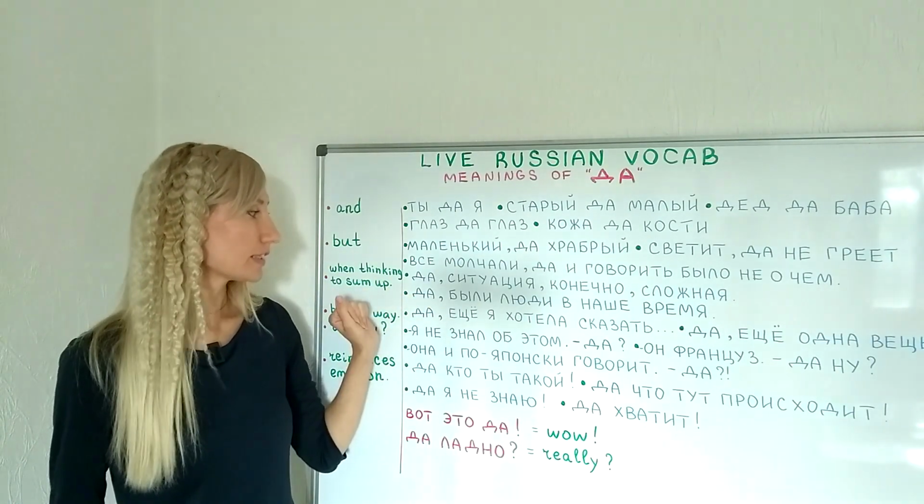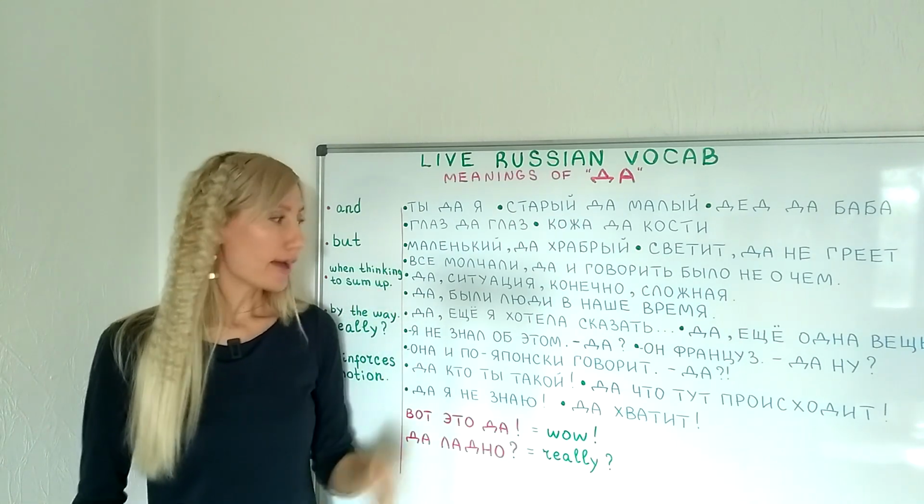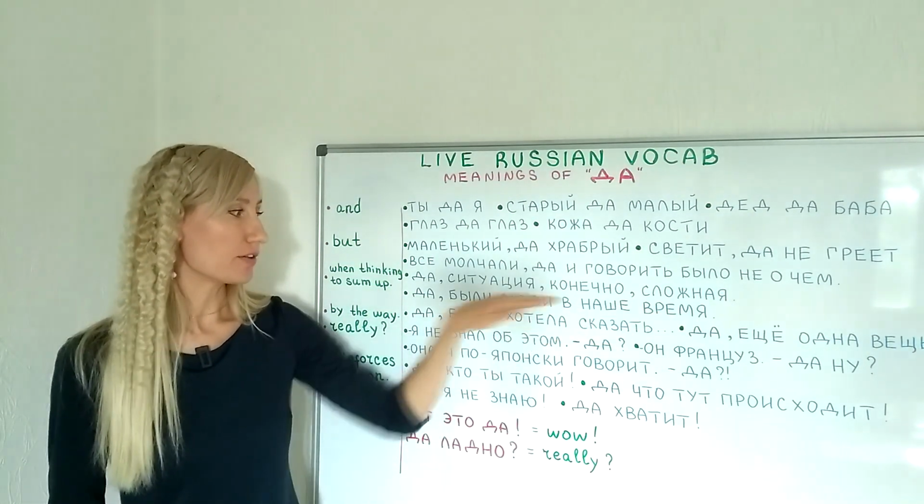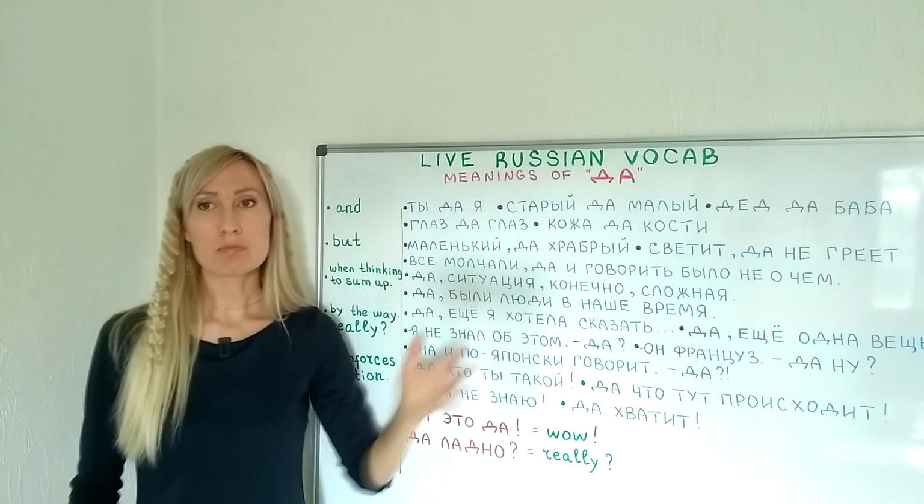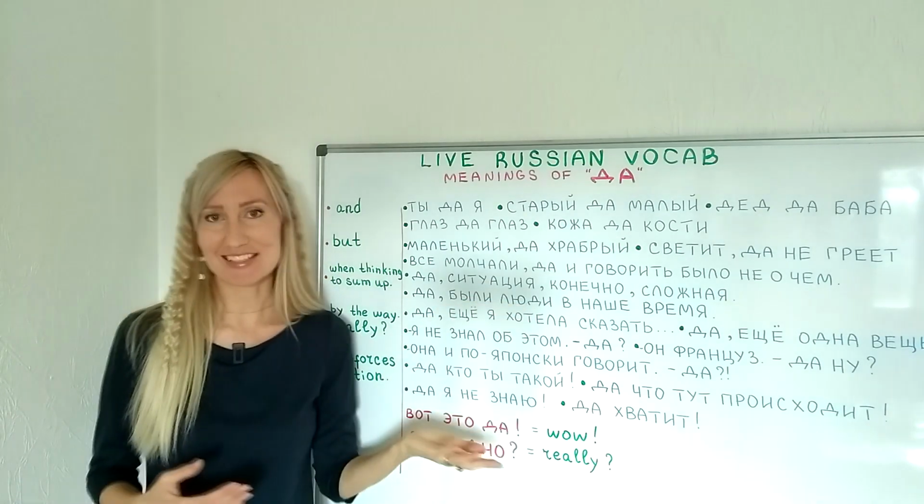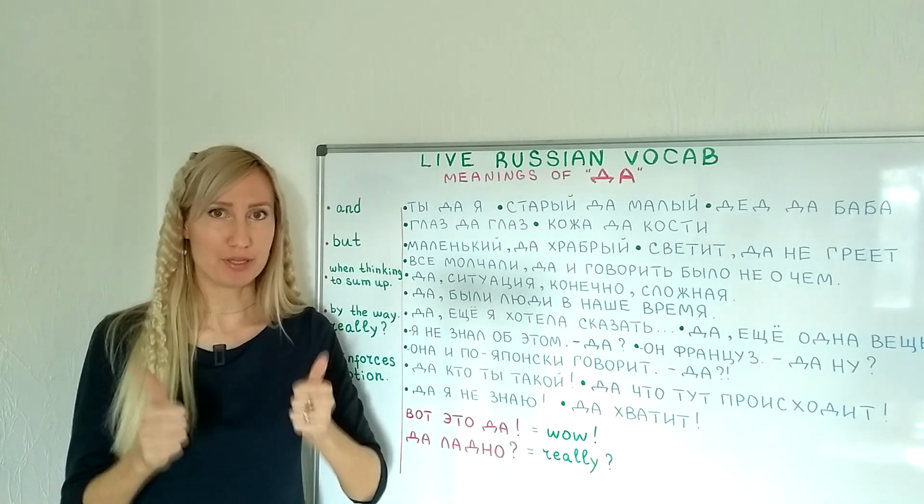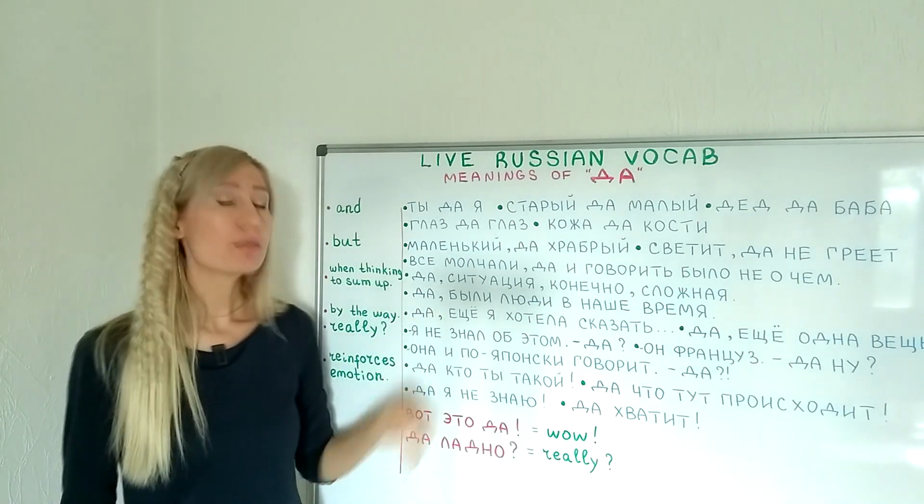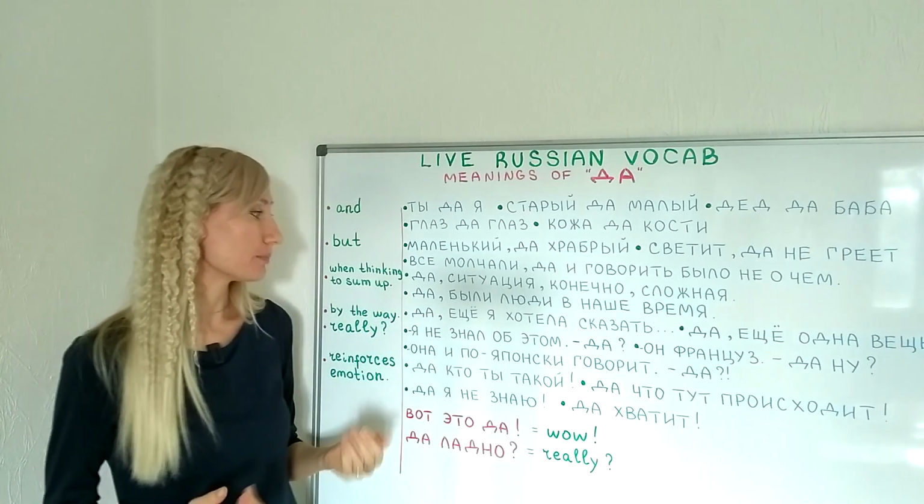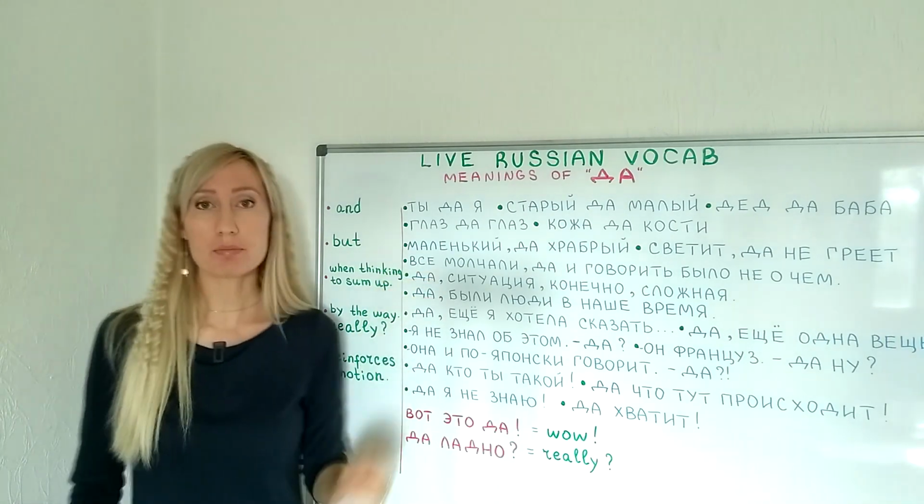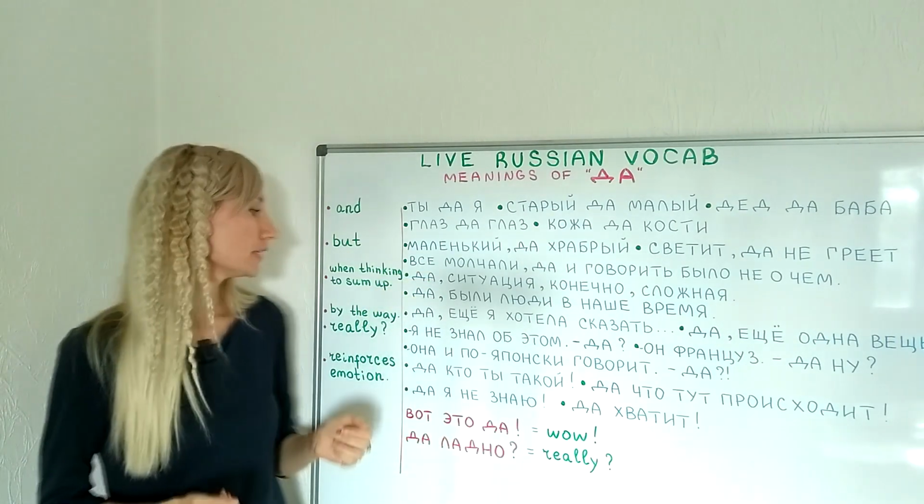So it can be translated like, yeah, in our times there were people. Like modern people are not like this anymore. But in our times there were some people. Yeah? Да, были люди в наше время. So you are summing up by using да.